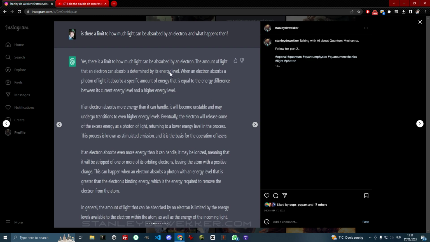So the amount of light that an electron can absorb is determined by its energy level. When an electron absorbs a photon of light, it absorbs a specific amount of energy equal to the energy difference between its current energy level and the higher energy level. So it goes up, same as the other story. If an electron absorbs more energy than it can handle, it will become unstable and may undergo transitions to even higher energy levels. So this is the valence levels. Eventually, the electron will release some of its excess energy as a photon of light, returning to a lower energy level in the process. So it's going up levels.